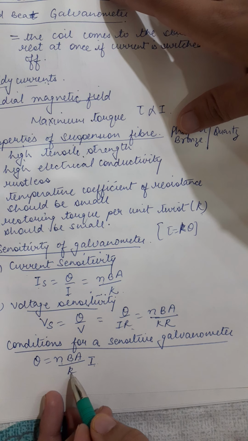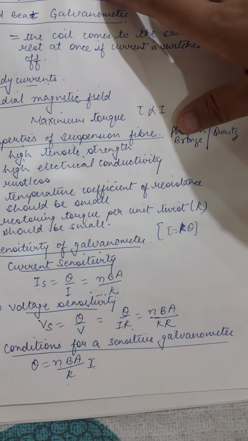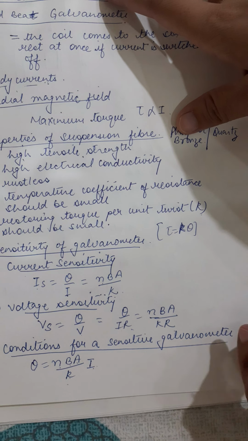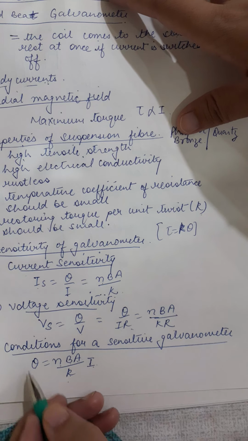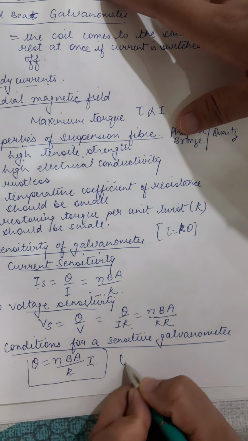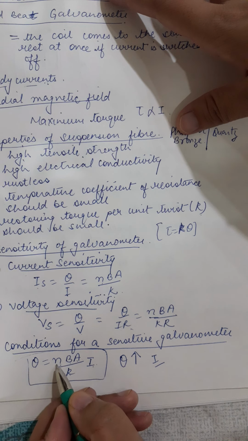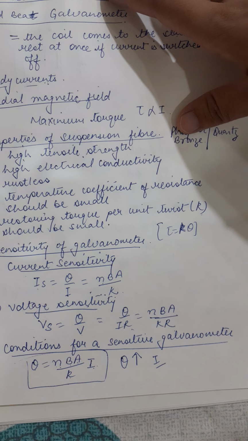The value of K is to be decreased. The value of K is actually the property of the material which we choose as a suspension strip. It is very small for quartz or phosphor bronze. That is why in sensitive galvanometers, a quartz or phosphor bronze strip is used as a suspension strip. So these are the conditions. We want the value of theta to be large for a particular value of I. So theta can be made large by increasing N, B and A, and by decreasing the value of K.